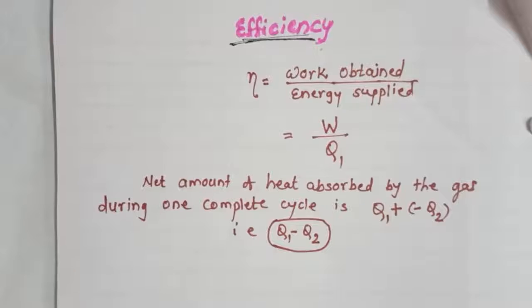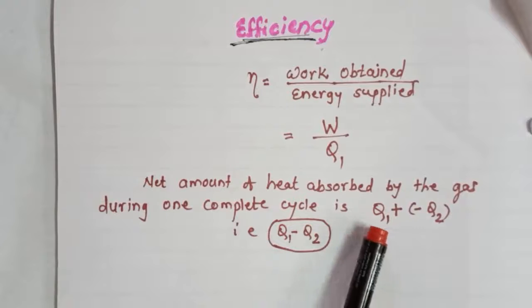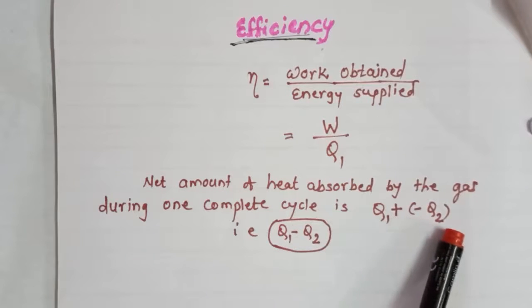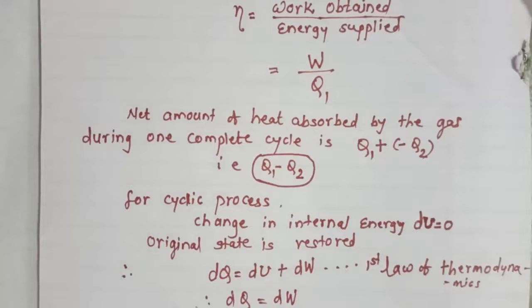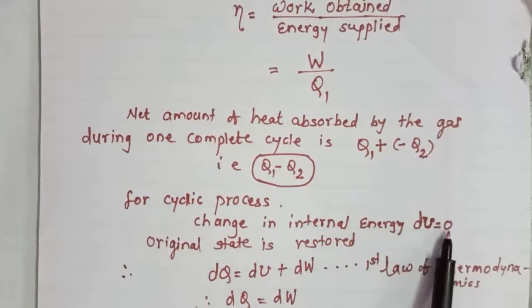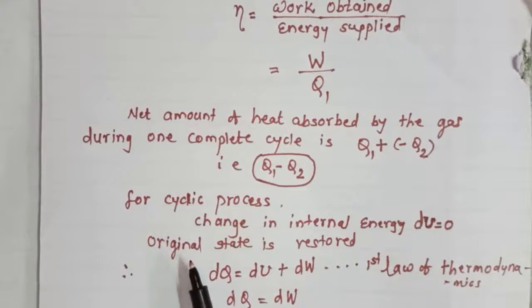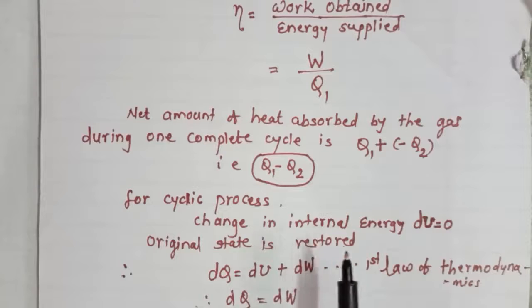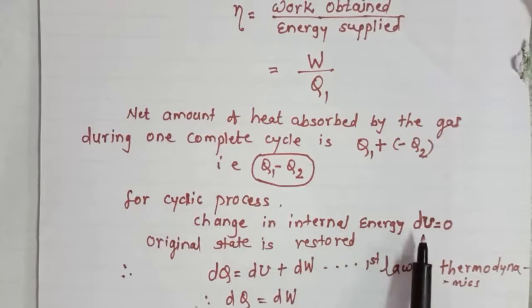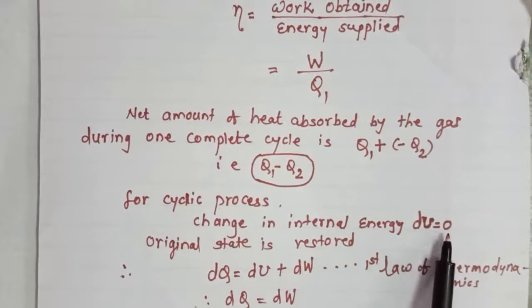Net amount of heat absorbed by the gas during one complete cycle is Q1 plus minus of Q2, that is Q1 minus Q2. For cyclic process, change in internal energy dU is equal to 0. That is, in Carnot cycle, when one cycle is completed, then original state is restored, so that the change in internal energy is equal to 0.